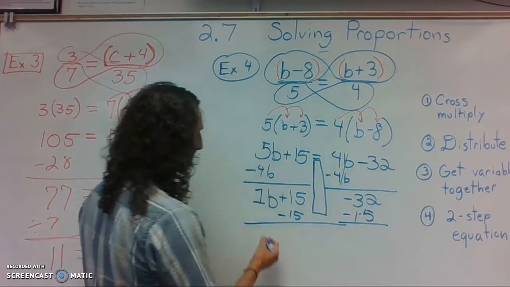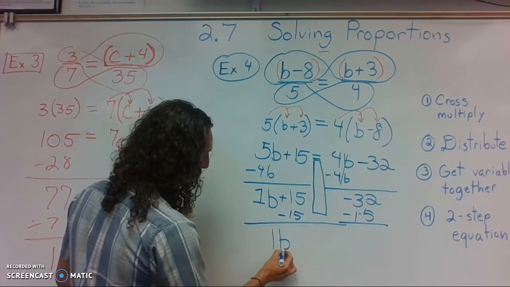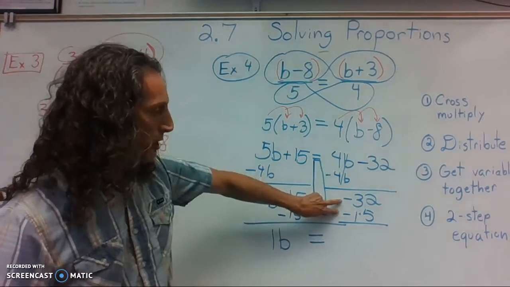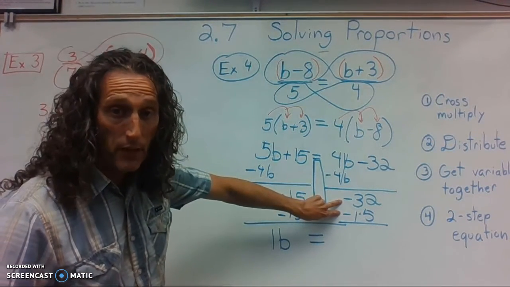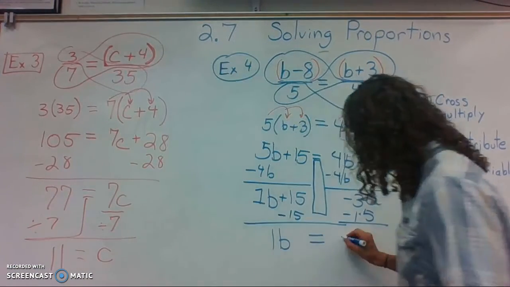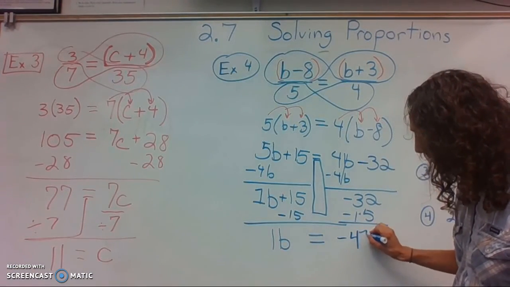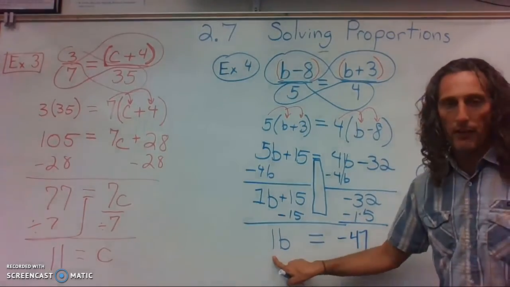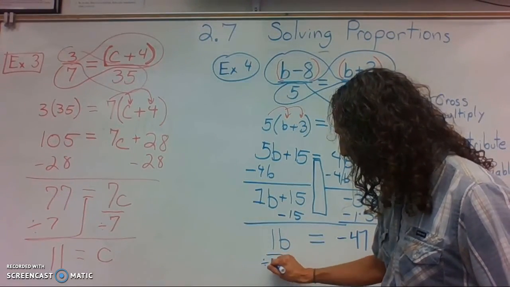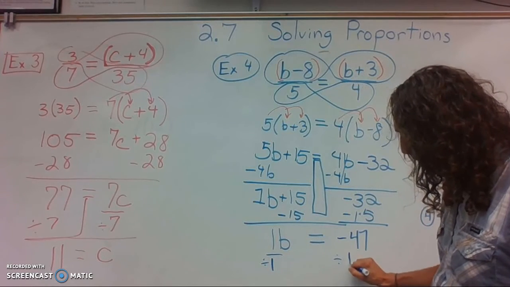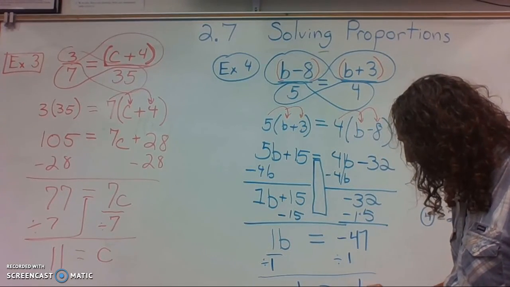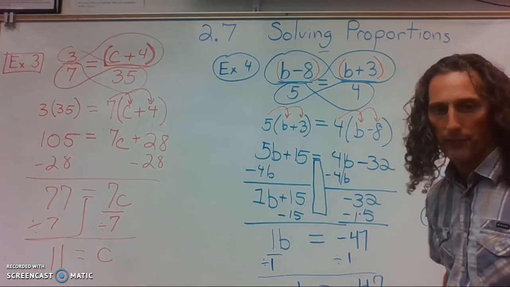The 1b falls down. And because these are both negatives, they're on the same team, we're going to add them up and get a negative 47. And then to get rid of that 1, just divide by 1, and b equals negative 47.